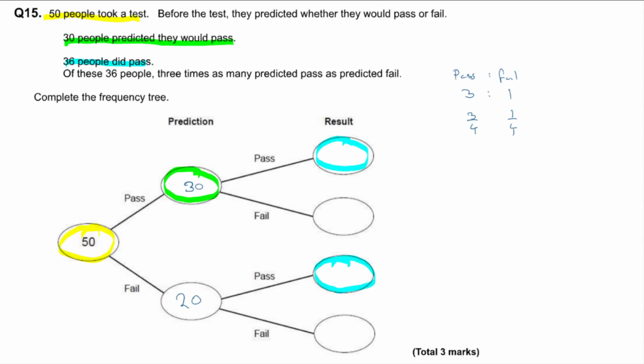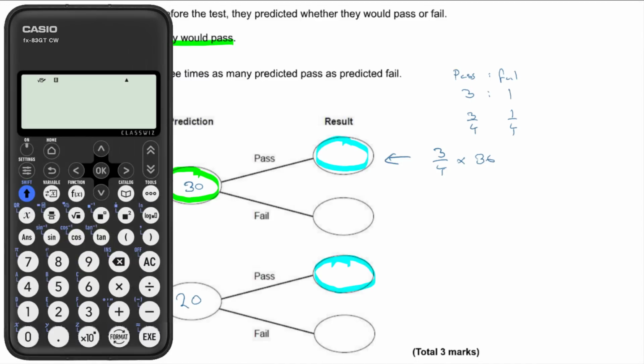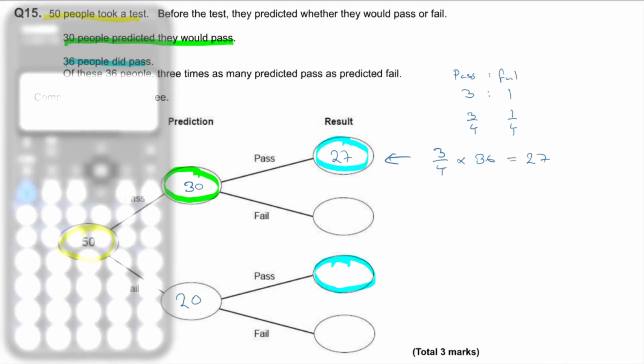Okay, so if I want to know how many people are in here, I'm going to have to find 3/4 of the 36 people who passed, aren't I? So what is 3/4 of 36? Again, I'm just not going to take any chances. I'm going to do 3/4 as a fraction on my calculator and multiply that by 36. That comes out to be 27. So 27 must go in there.